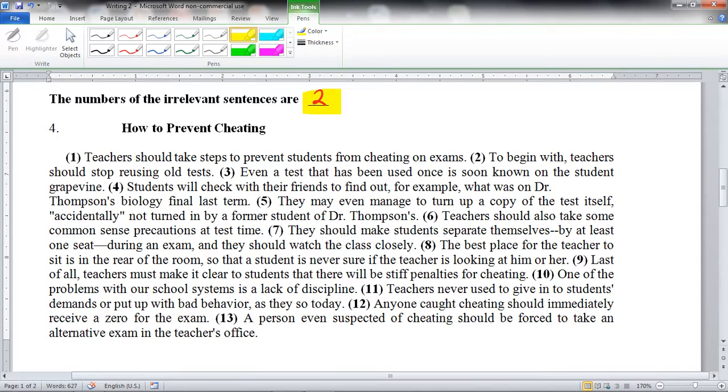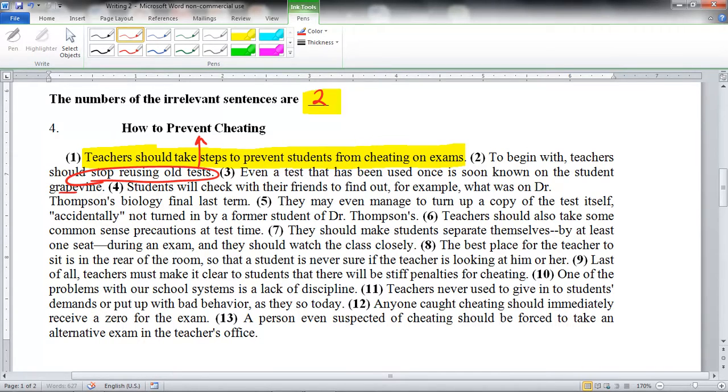Teachers should take steps to prevent students from cheating on exams. Okay, so that's like the topic sentence. Teachers prevent students from cheating on exams. Everything should support these sentences. To begin with, teachers should stop reusing old tests. So that's one advice. Stop reusing old tests, because is that relevant to preventing cheating? Yes. So that's okay. Even a test that has been used once is soon known on the student grapevine. Students will check with their friends to find out, for example, what was on Dr.